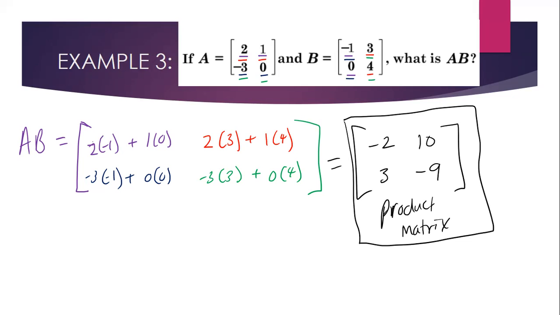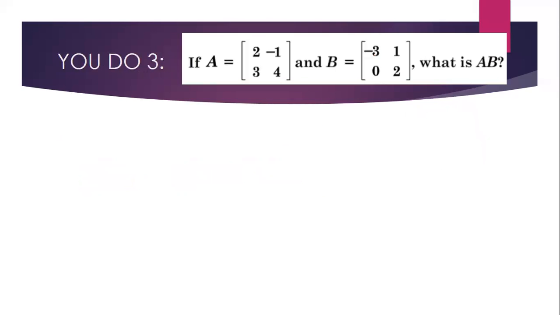Question. So matrix multiplication is a combination of addition and multiplication. All right, here's yours to try, and this is where we stop for today.